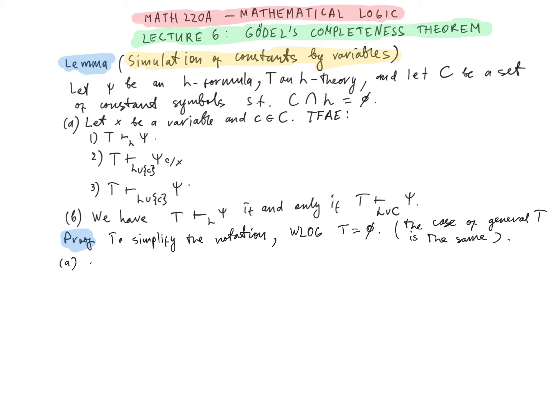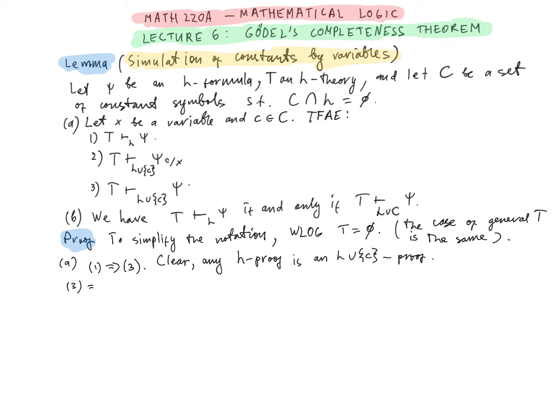First we show that 1 implies 3. This implication is clear simply because any L proof is also, in particular, an L union C proof. So hence, if we can prove it in a smaller language, then of course we can also prove it in the bigger language by reusing the same formal proof.